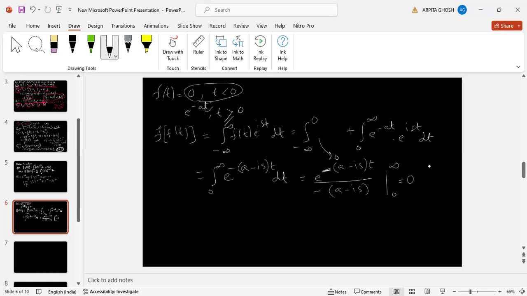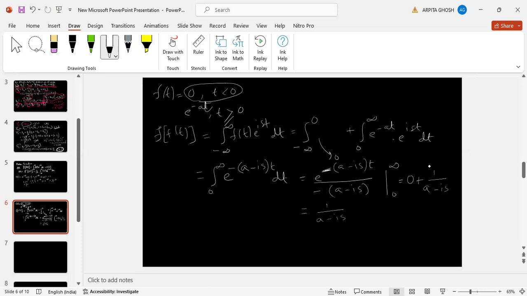That part is 0. Second part will be where we'll replace t by 0 and minus minus becomes plus. E to the power 0 is 1 divided by a minus is. So the result is 1 by a minus is. Is it clear? বোঝা গেছে? Yes, ma'am.